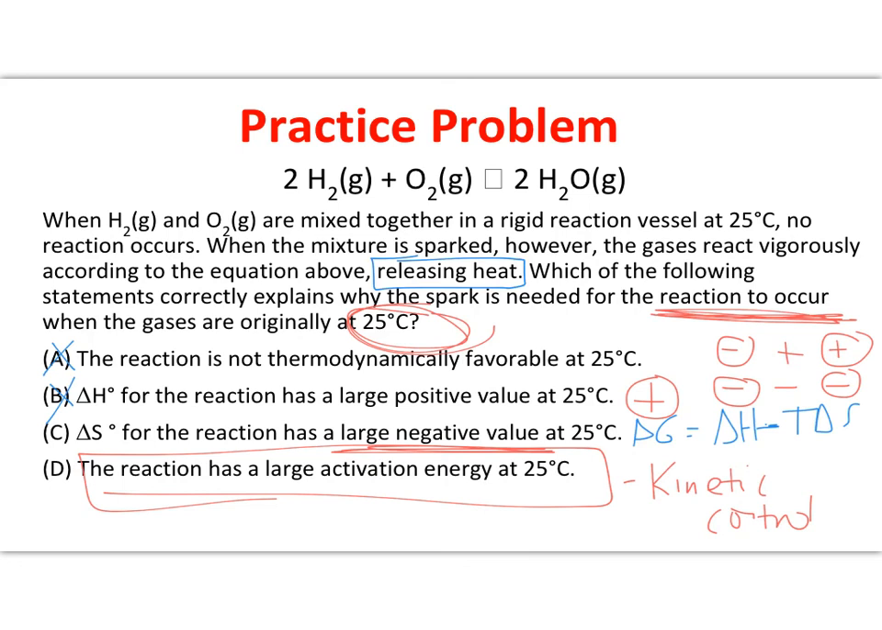So what you should be able to do through practice problems is predict whether or not a reaction will be spontaneous based on the sign of delta G, and use the sign of delta H and delta S to help you predict that.